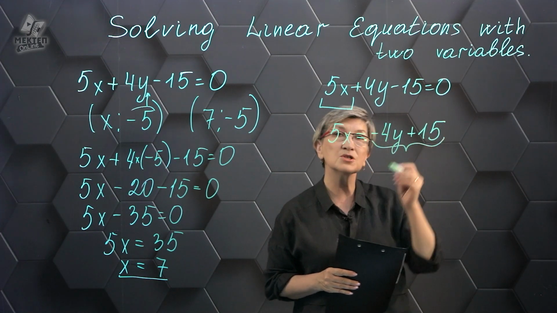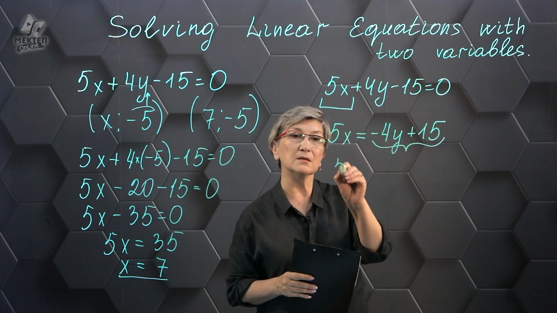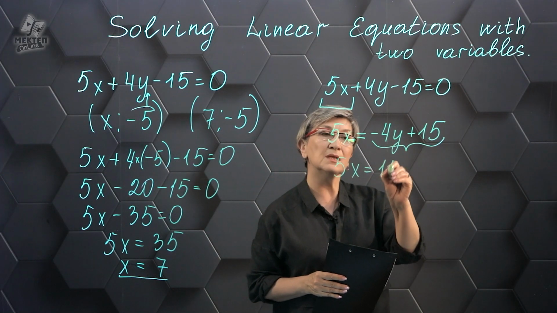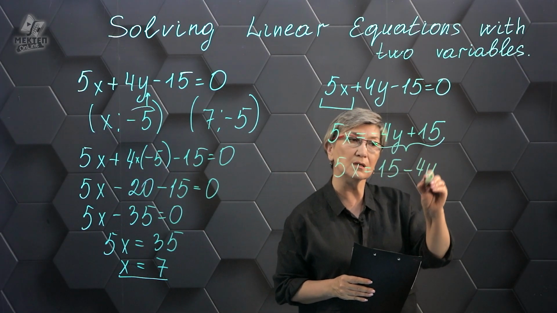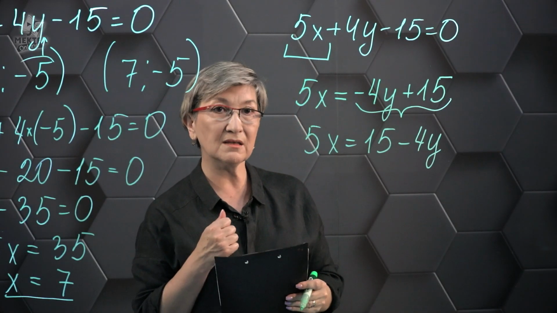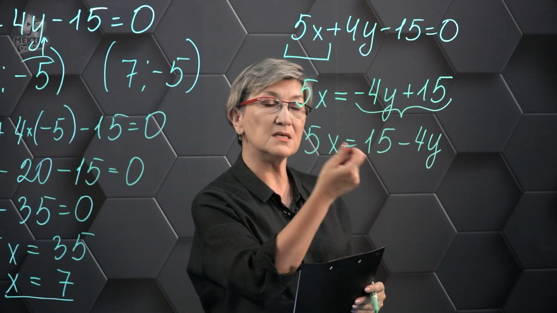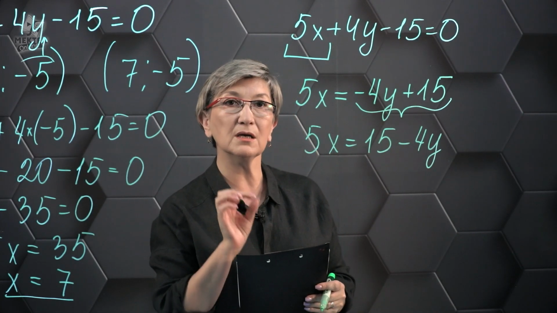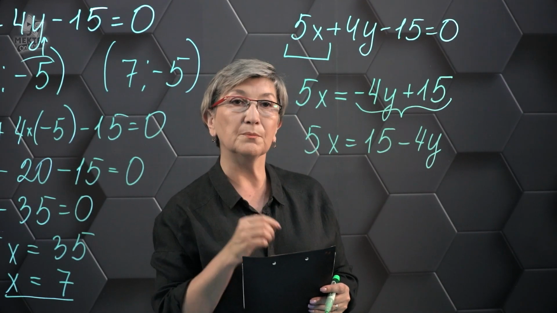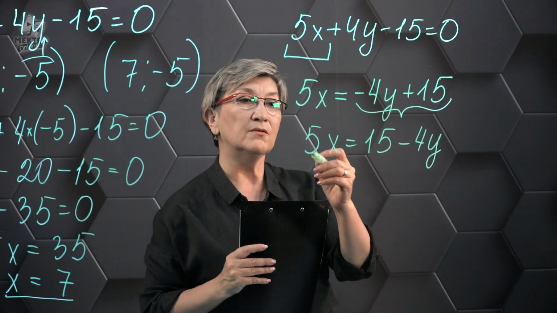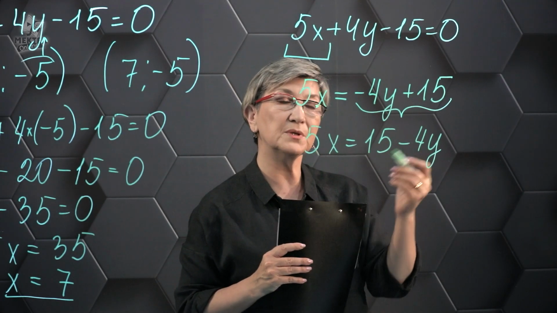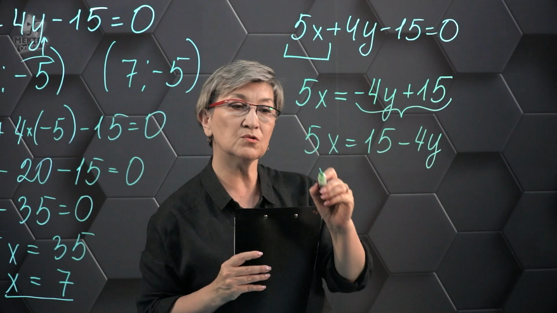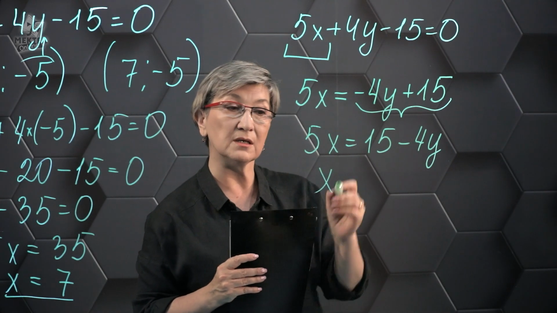This expression can be written in another form: 5x equals 15 minus 4y. I recommend that, if possible, you write in the first place the number that has a plus sign, a positive number. The result is 5x equals 15 minus 4y, and we need to write down what x equals.